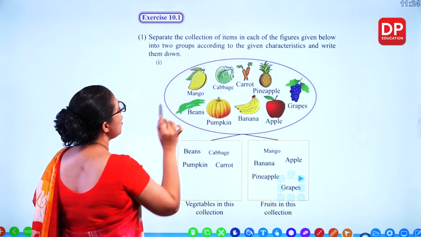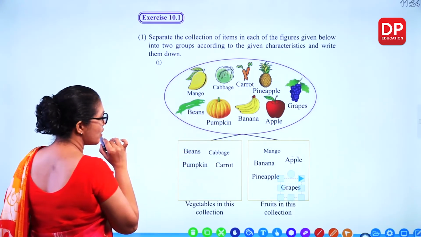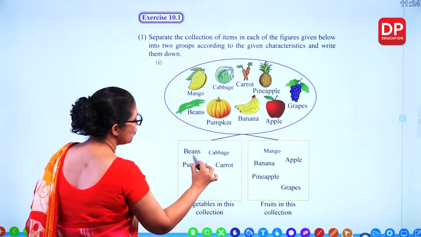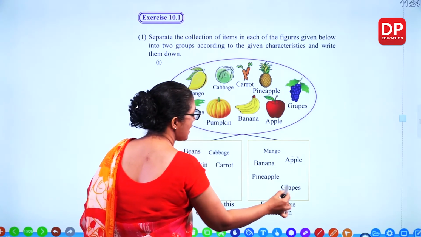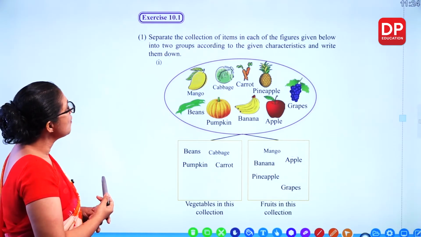So did we take all? 1, 2, 3, 4, 5, 6, 7, 8, 9, all together. So we can divide into two groups, vegetables and fruits.